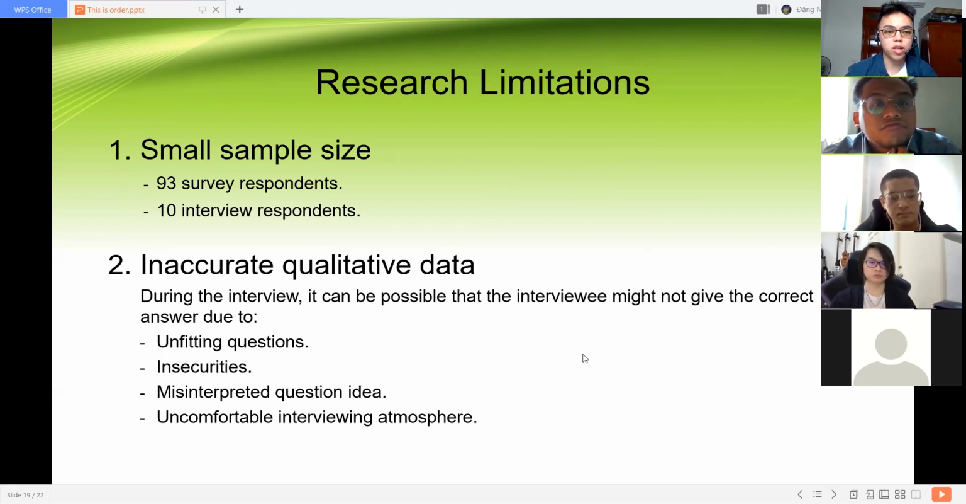Now this number is relatively small, and the reason for it is that we cannot find people with enough knowledge base to answer either our survey or interview. For the second limitation, which is inaccurate qualitative data, we found that during the interview, it is very possible for the interviewee to not give accurate answers. This could happen either due to their insecurities or maybe the question is too hard to understand. So the interviewee might give convenient answers rather than accurate answers. Both of the limitations have affected our final result for the research we conducted on Pro Aged Care.